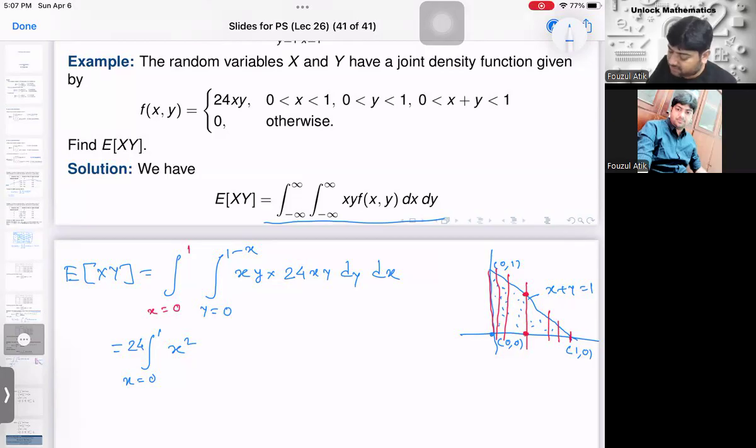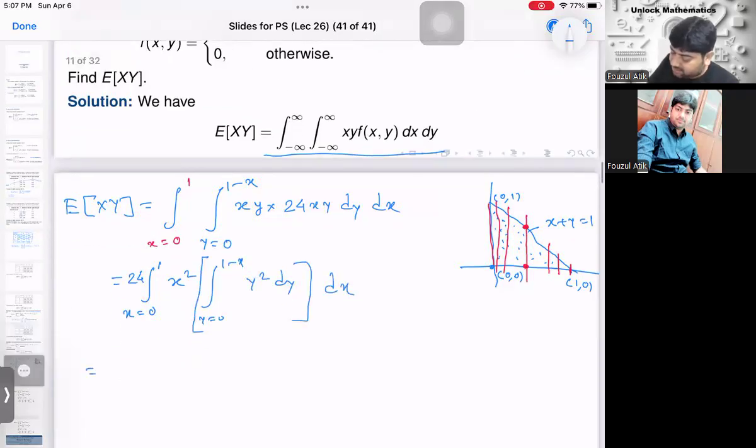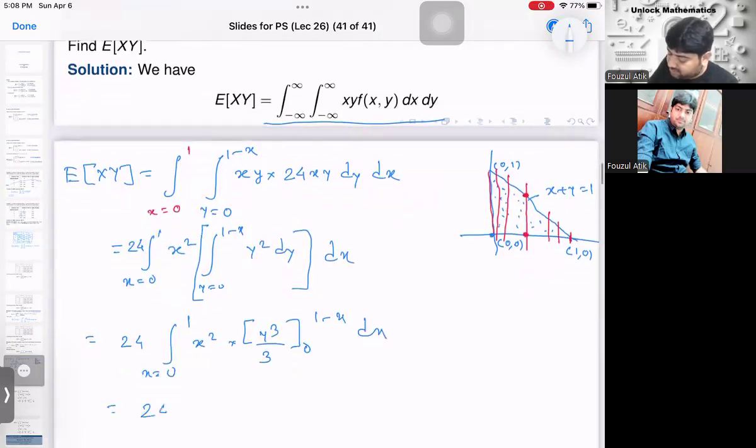What is the y square dy value? Maybe I'll write down one more line. It is y equal to 0 to 1 minus x, y square dy, and outside I have dx. Right? And then it is 24, integral 0 to 1, x square times y cube by 3, from 0 to 1 minus x, dx. And we can simply do it from 0 to 1. So 3 I will take it out, x squared times (1 minus x) whole cube dx.